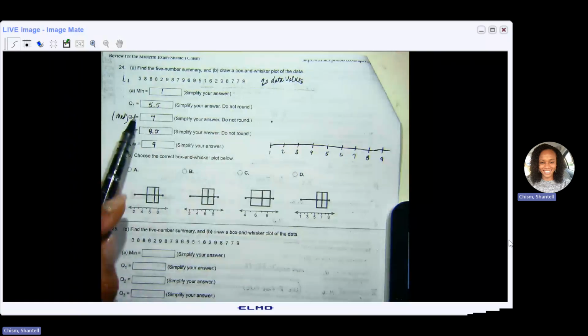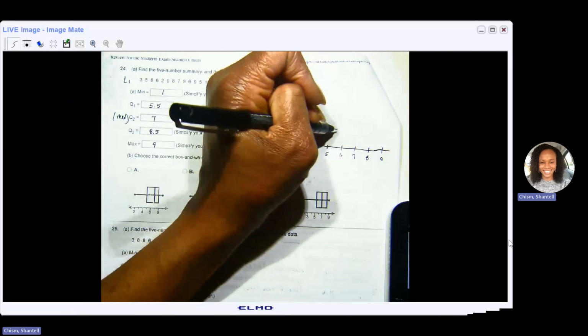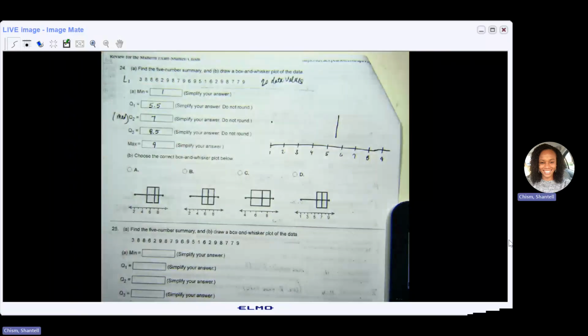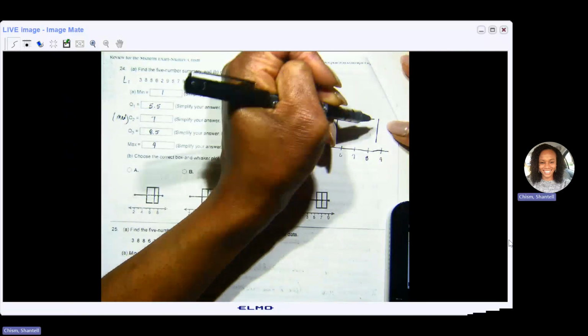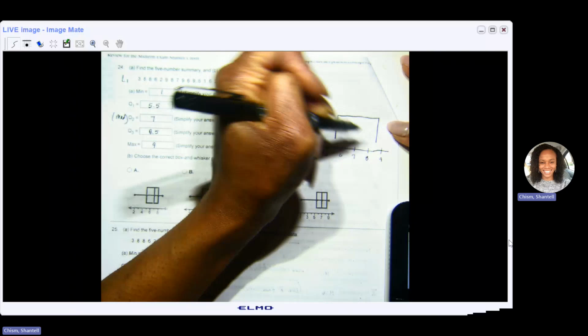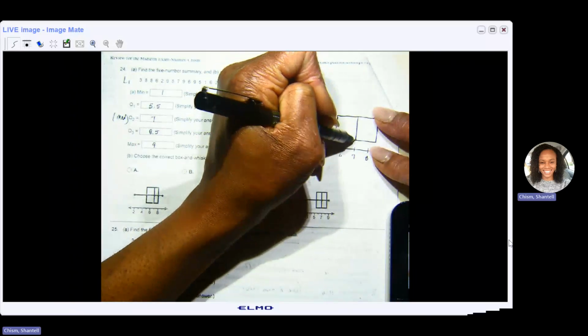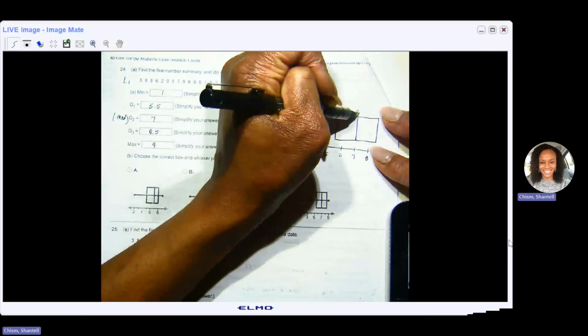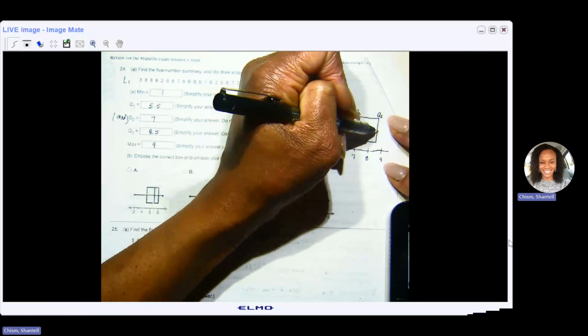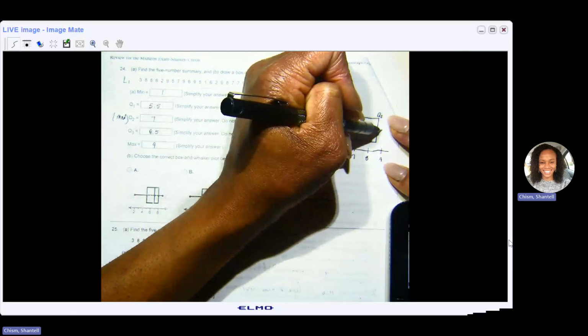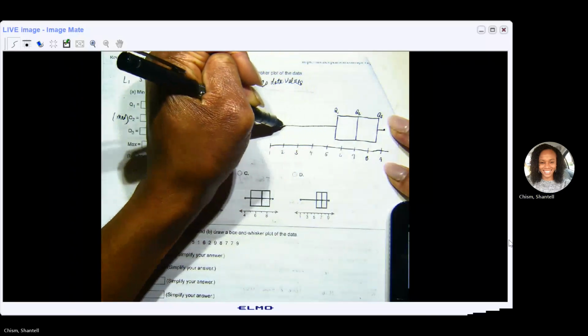I start off with drawing the box. From Q1 to Q3, I draw my box. So at 5.5, which is right here between 5 and 6, and then at 8.5, which is right here between 8 and 9, I make my bar using those lines. Then I have Q2 on the inside at 7. So Q1, Q2, Q3, and then I have a whisker that extends from Q3 to my max, and a whisker that extends from Q1 to my minimum.